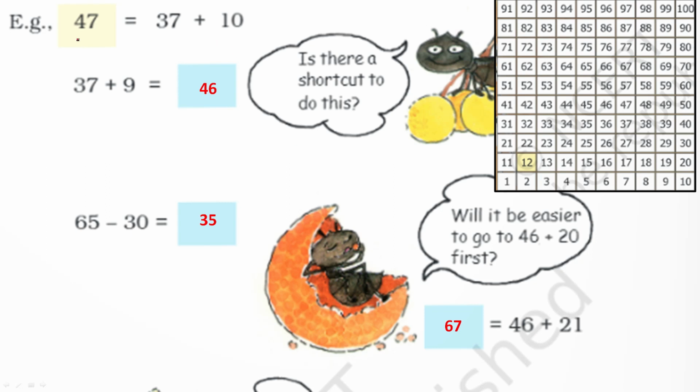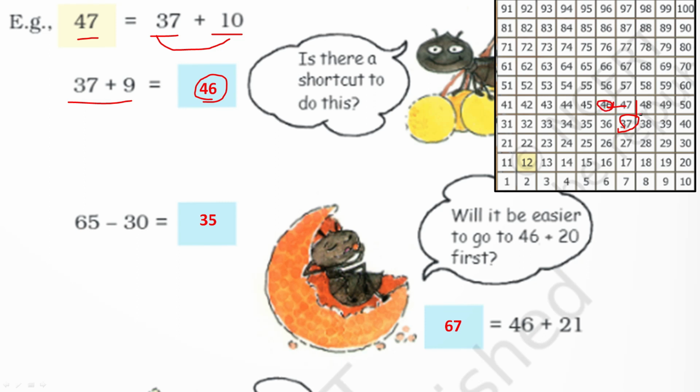Now 47 is 37 plus 10. 37 plus 10, 47 adding. If you add, you will get 47. 37 plus 9, you will get 46. 37, first go to 37, add 10, 47. But we are not going to add 10, 9 only. So one step left. So the answer is 46.